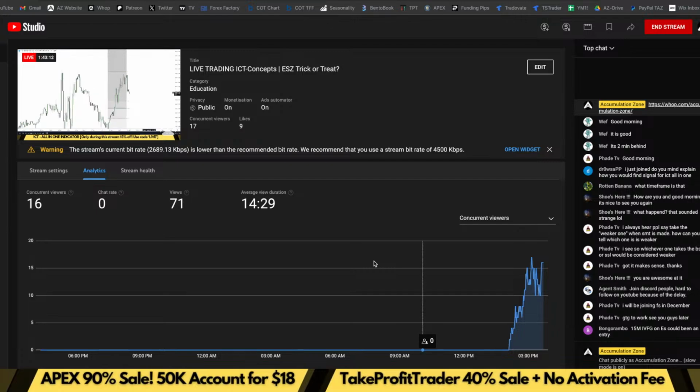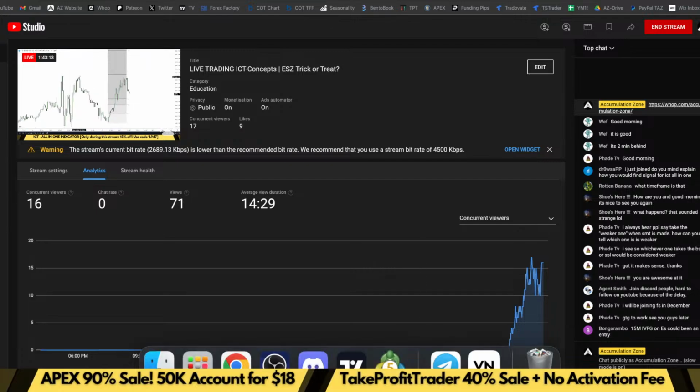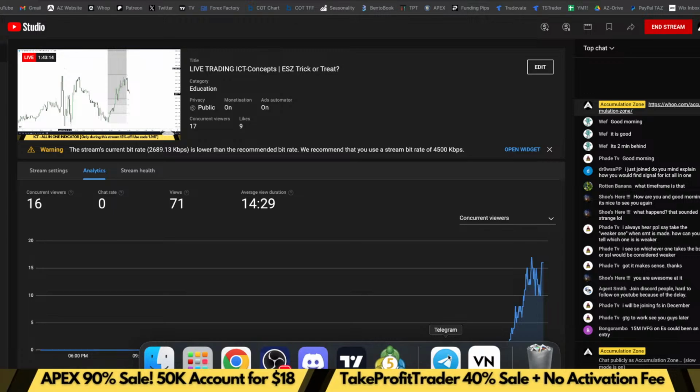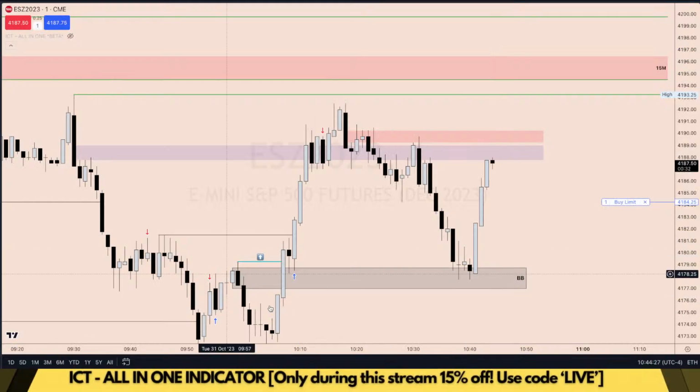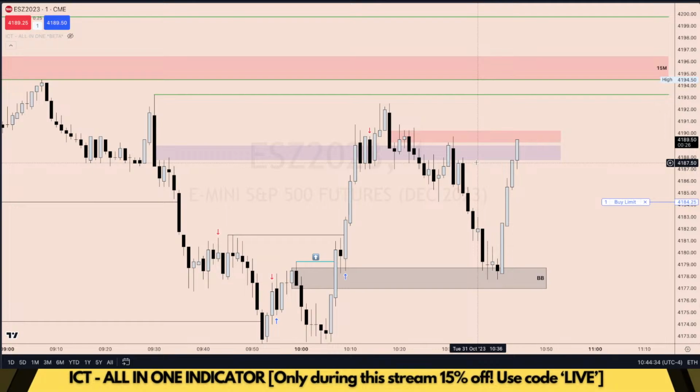15-minute inversion fair value gap. Yes, I agree. We also had a 15-minute bullish fair value gap and our 1-minute breaker block that kept holding perfectly, paired with this bullish fair value gap. So we are now back inside the 9:30 inversion.